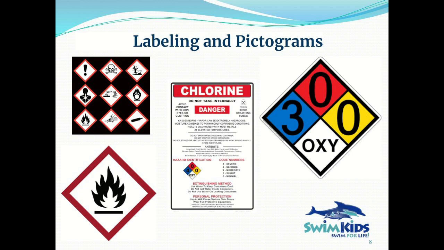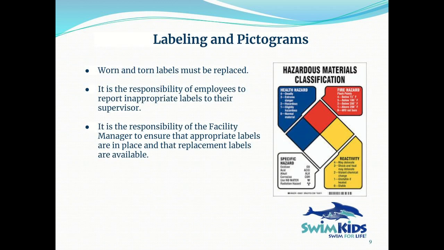Each container of hazardous chemicals must be properly labeled with the following information: identifying what the hazardous material is, the appropriate hazard warnings, pictograms and signal words, and the name and address of the manufacturer. Appropriate labels must be on all containers regardless of size. Containers must be approved and contain storage recommendations and how to use or dispense the particular chemical contained in them. Labels and pictograms must be in good condition and legible. Worn and torn labels must be replaced.